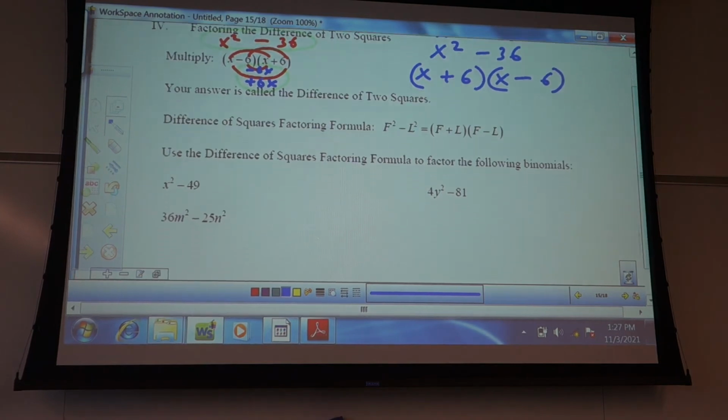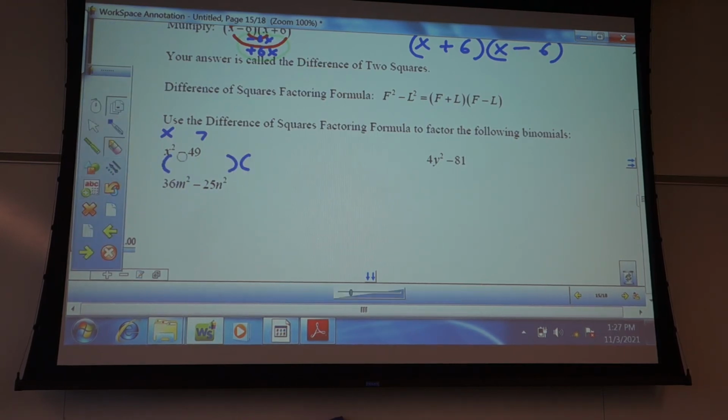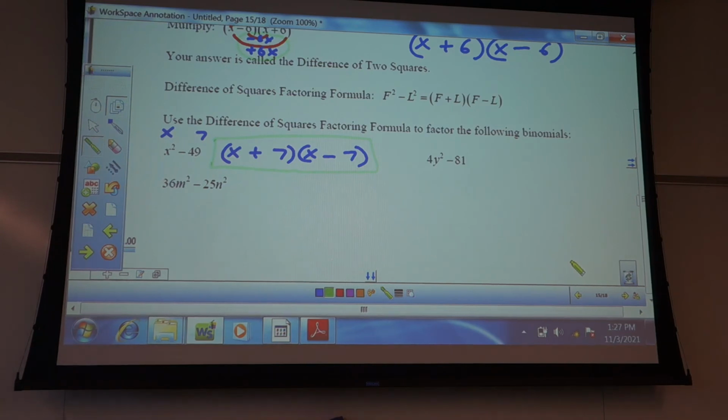We can do it right here. What's the square root of x squared? X. What's the square root of 49? 7. So you're going to make 2 parentheses, x in the first spots, 7 in the last spots, one positive, one negative. It doesn't matter which order. Done. That's it. How easy is that? Okay, everybody do the last 2, then check with your neighbor.